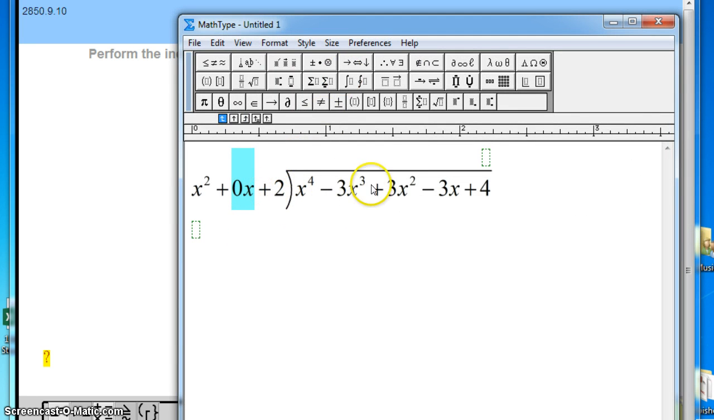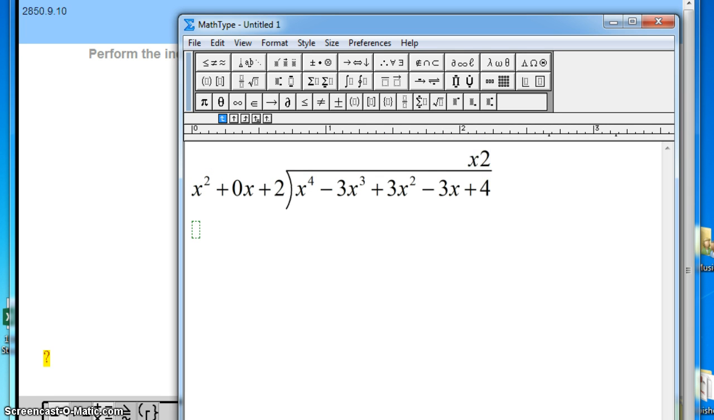And the same thing would be here. If we didn't have, say, an x squared term, it'd be 0x squared. But we do, so let's work with this. Okay. So the first thing we do is say, how many times does x squared go into x to the fourth? Well, it goes in x squared times.